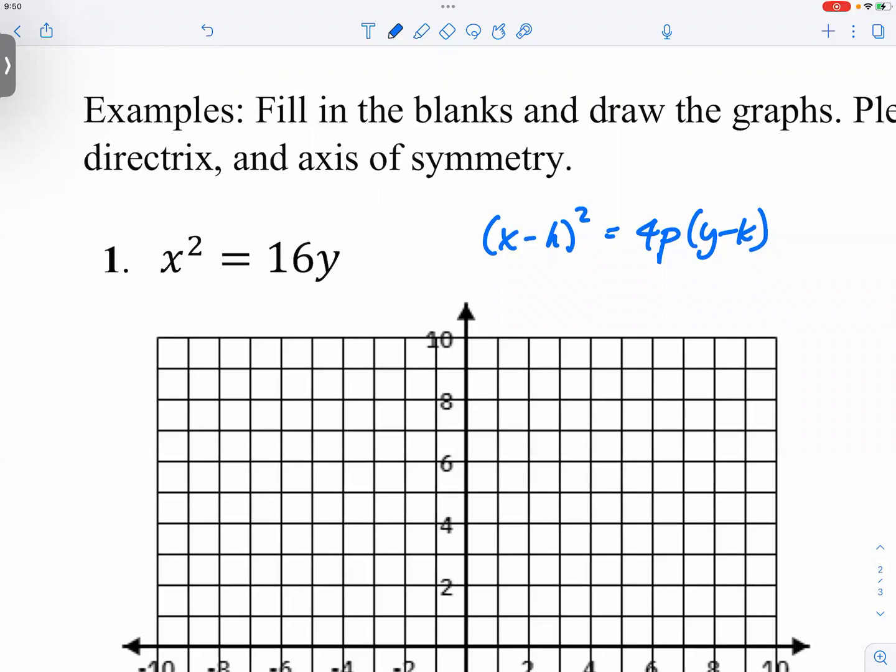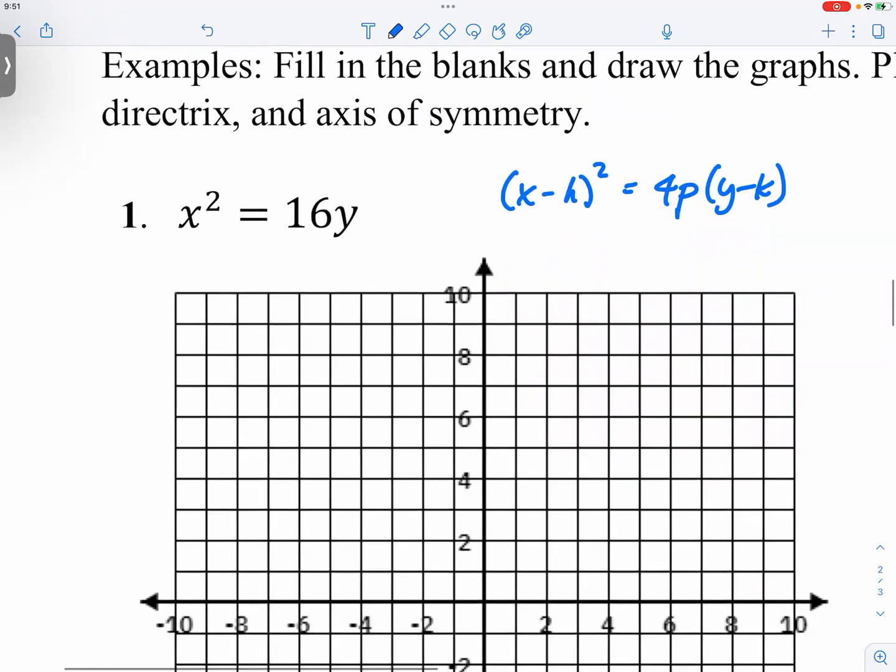So if you wonder, wait, hold on, I thought standard form is ax squared plus bx plus c. Yes, that's still true. But since we're dealing with conics, our perspective is a little bit modified right here. So now, you look at this equation, x squared equals 16y. What information can you tell straight away?